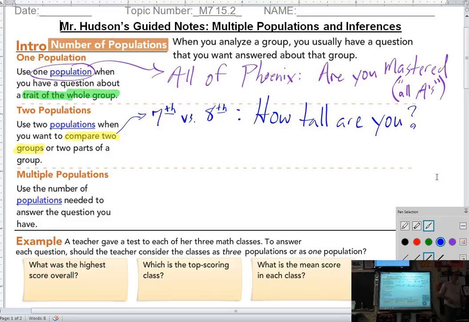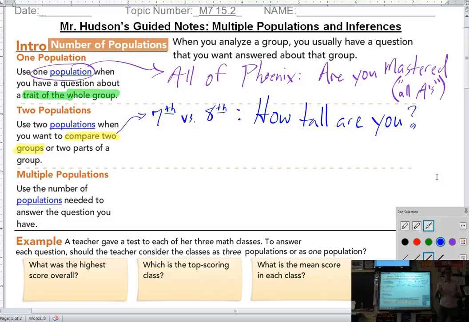Do you think there are some heights that are unique to 7th graders? Do you think there's some heights unique to 8th graders? Yeah. Do you think there's some heights that are shared? Yeah. I guarantee if we line you up by height, the entire school in the gym, it will not be all 7th graders and then all 8th graders. That's impossible. You guys have some overlap in what heights you are.